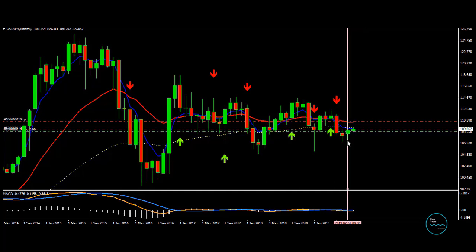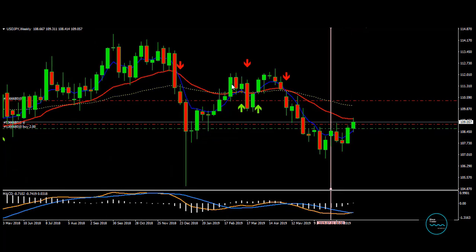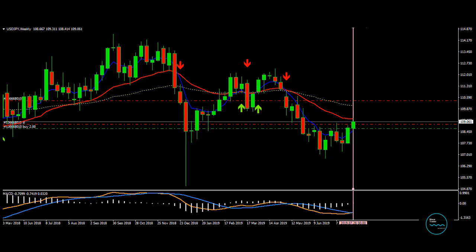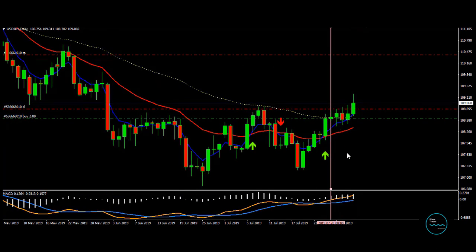But of course, this is on the monthly, so I decided to go further down. I went to the weekly and I saw the bottom setup from here. Okay, so I saw this point and this point and this point. So I knew I had a potential wave bottom setup. So I went to the daily chart and then I saw this.